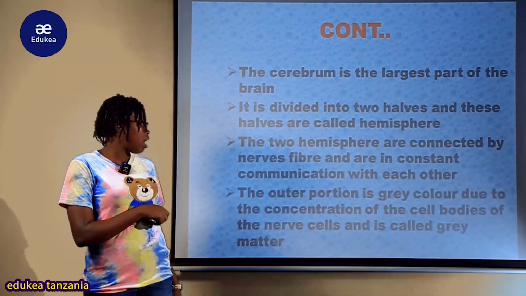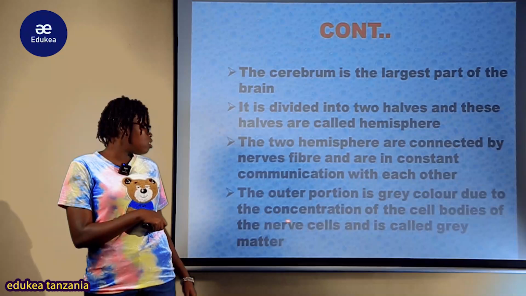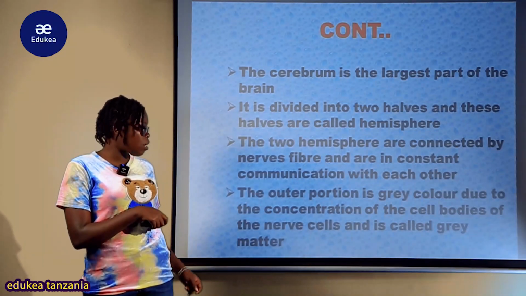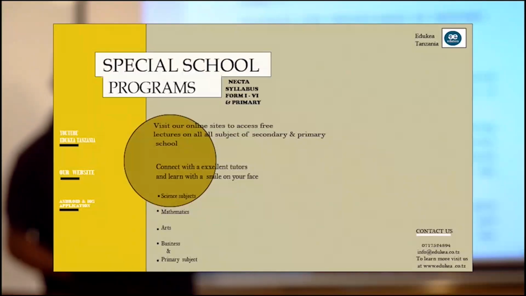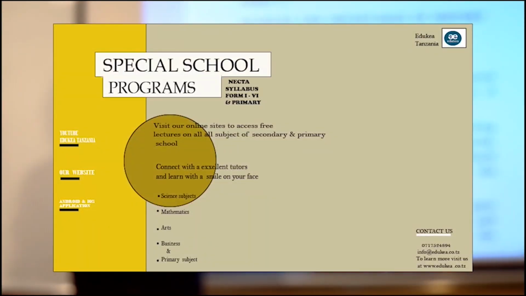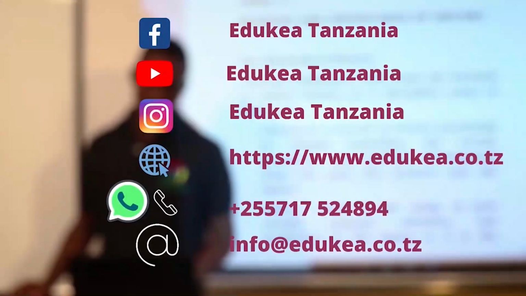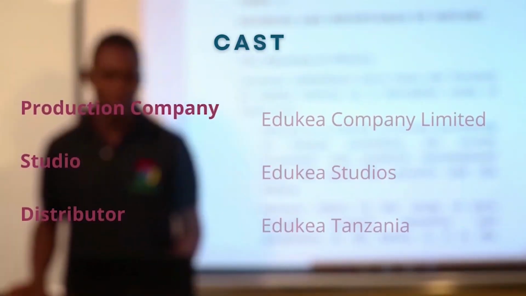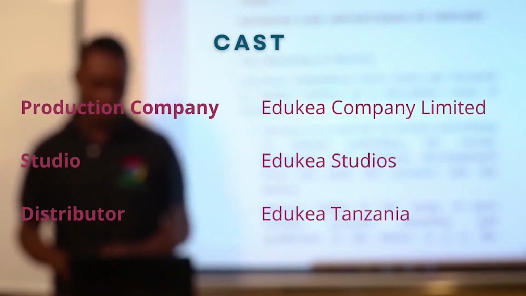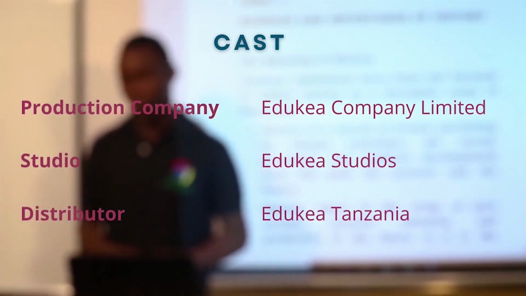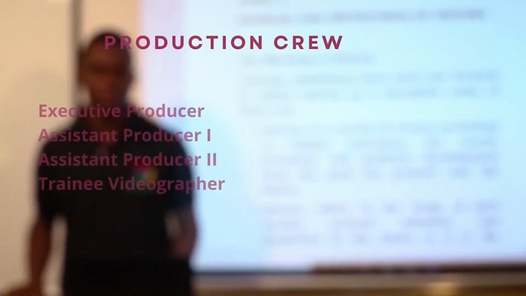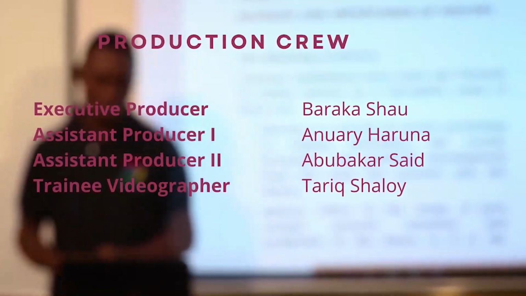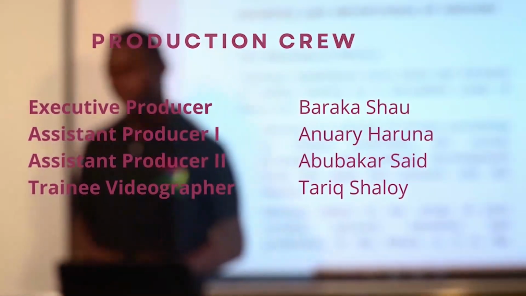So the outer portion ya cerebrum is gray in color due to the concentration of the cell bodies of the nerve cells, and it is called the gray matter. Kwa kifupi the outer portion ya brain is made up of gray color due to the concentration of these cell bodies. Cell body, these are one of the components ya neurons ambao kazi yake ni katika collection of the impulses.